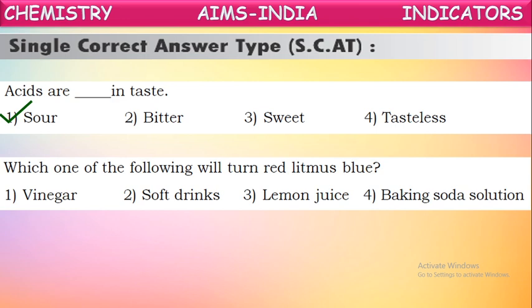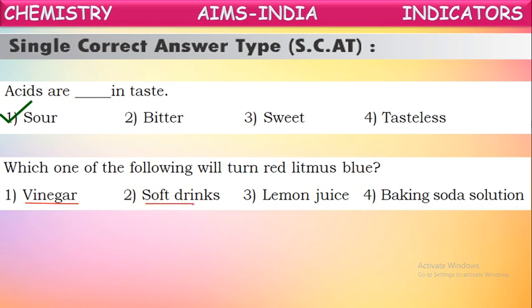Acids turn blue litmus red, bases turn red litmus blue. See here, in the given compounds, which is basic, that can change red litmus blue? Vinegar, what kind of substance is this? It is an acidic substance because vinegar contains acetic acid. So it turns blue litmus paper red, but it cannot turn red litmus blue.